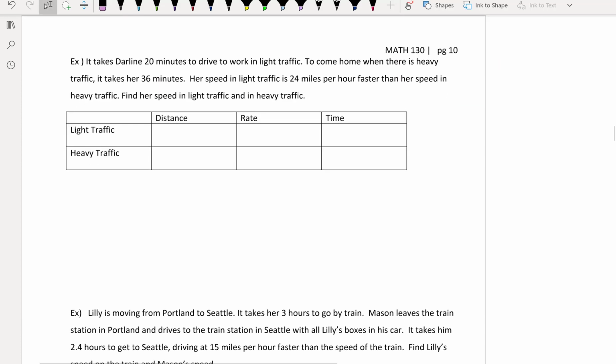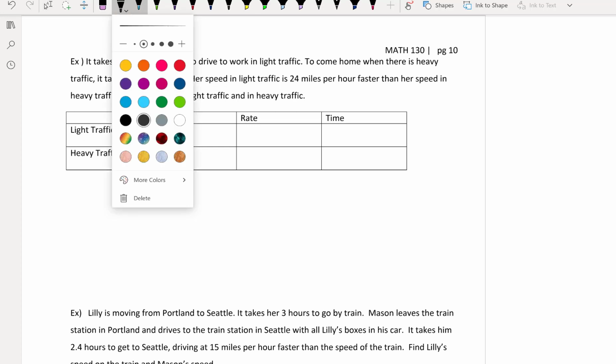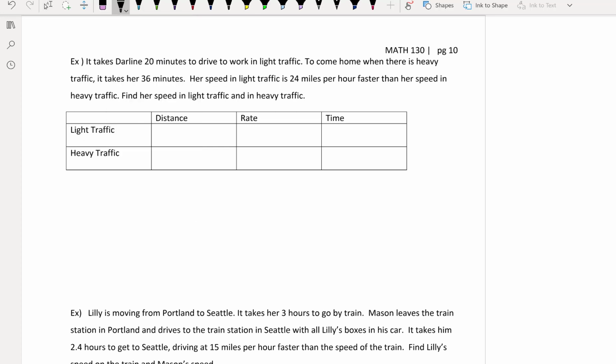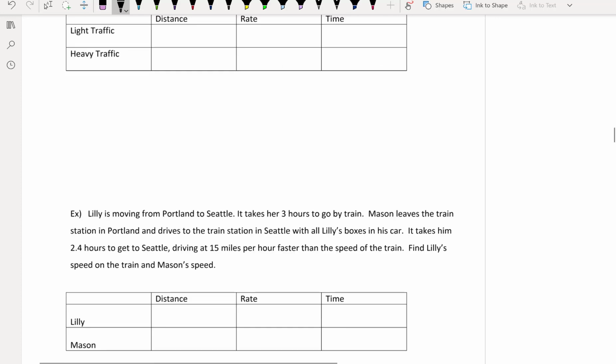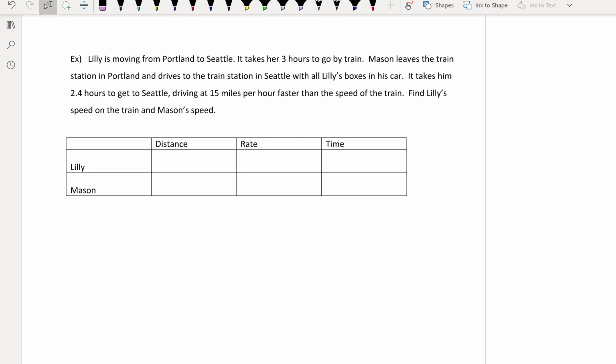Okay, for this example, I don't necessarily like this one because distance, rate, and time should be in hours and not minutes. So I'm going to skip this one. And I'm going to go to this one because it has it in hours, okay? So I definitely like this example a little bit better. So what does it say?